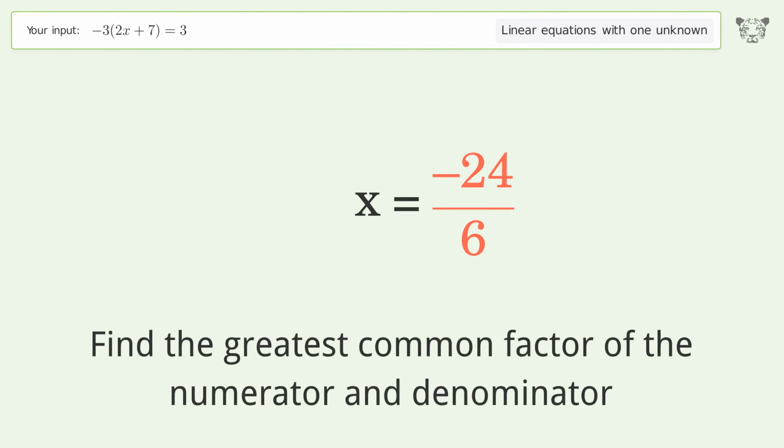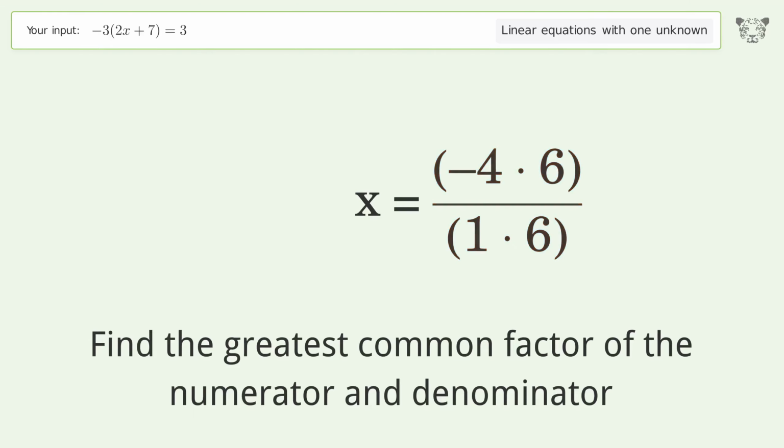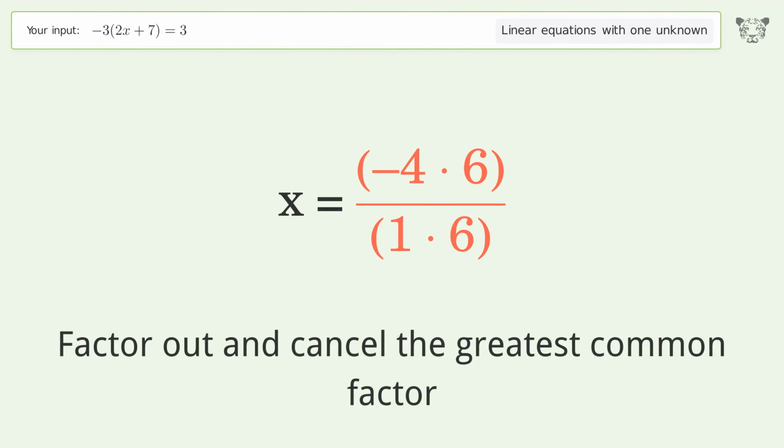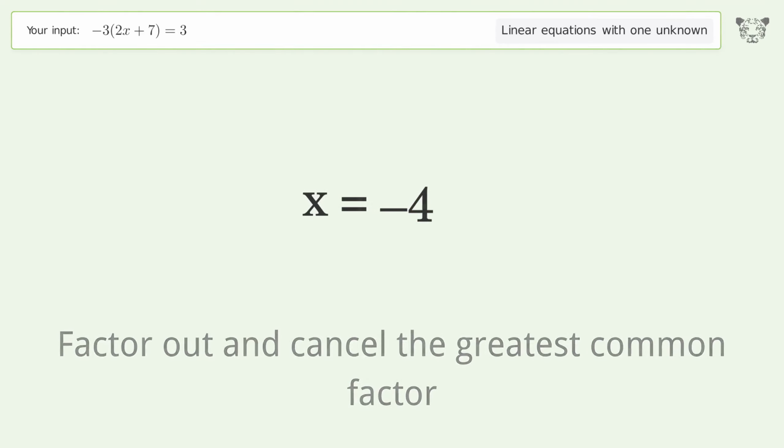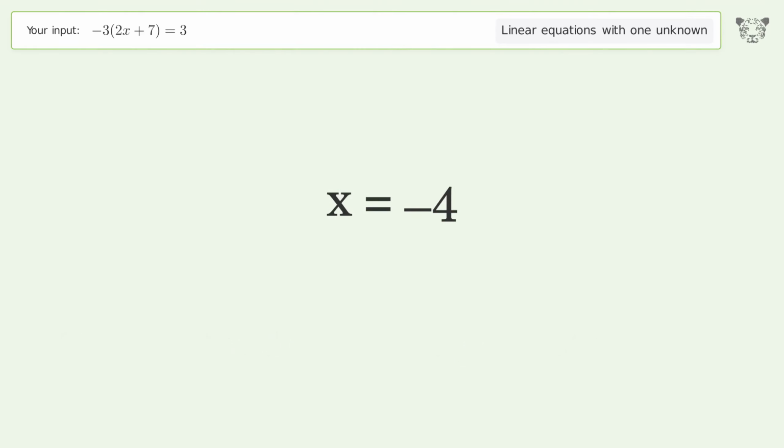Find the greatest common factor of the numerator and denominator. Factor out and cancel the greatest common factor. And so the final result is x equals -4.